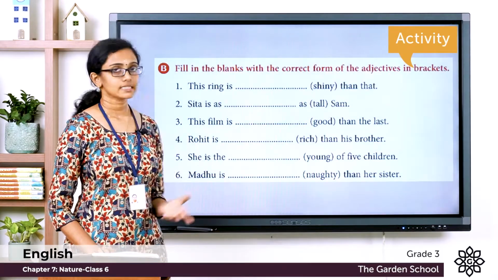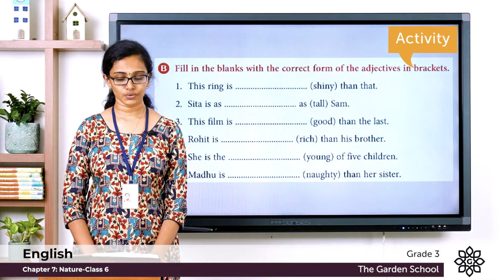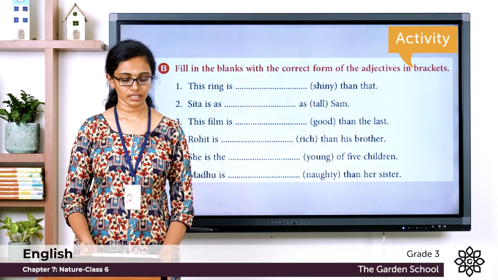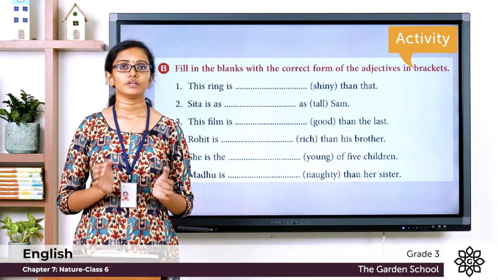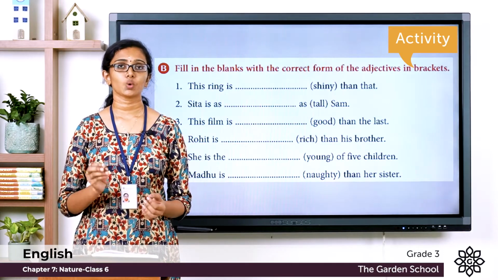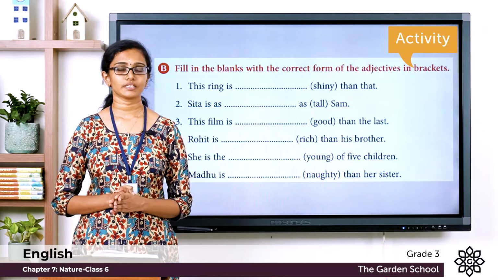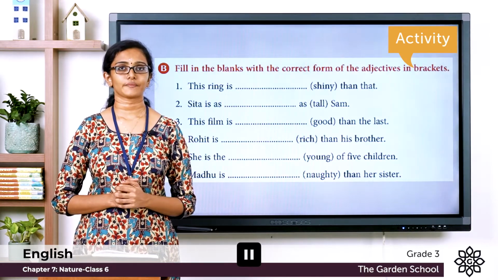Here you can see this question, fill in the blanks with the correct form of the adjectives in brackets. So you can see 6 sentences given here. An adjective is given within brackets for each sentence. You have to complete these sentences with the correct form of these adjectives. So you do this as an activity. Please pause this video, complete the sentences and come back.